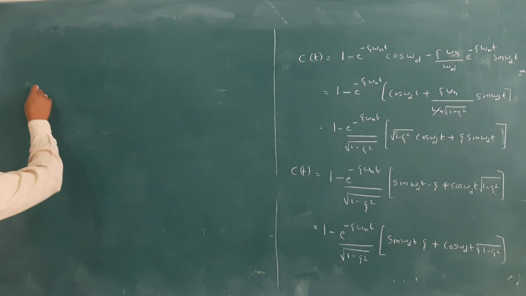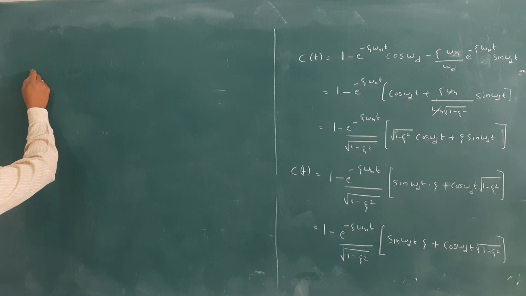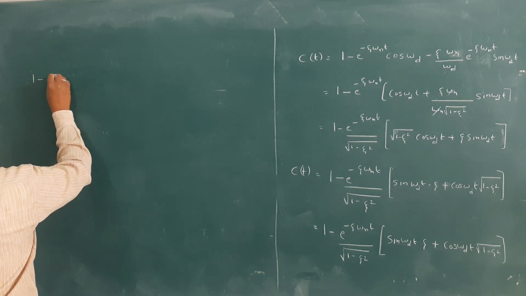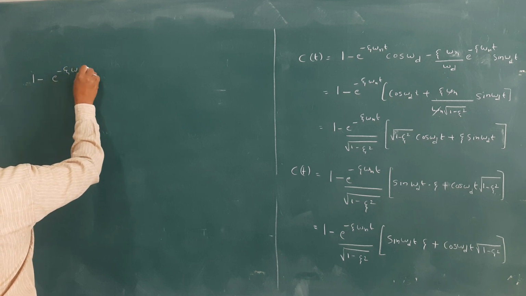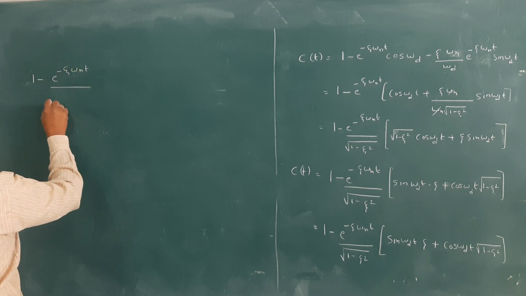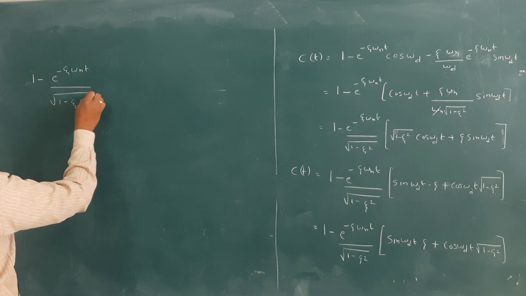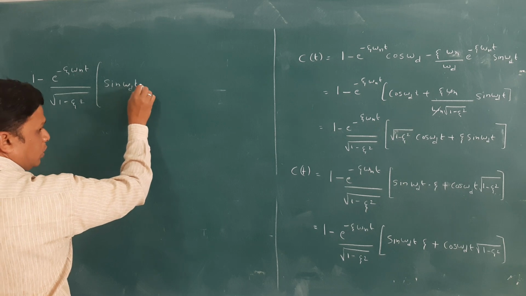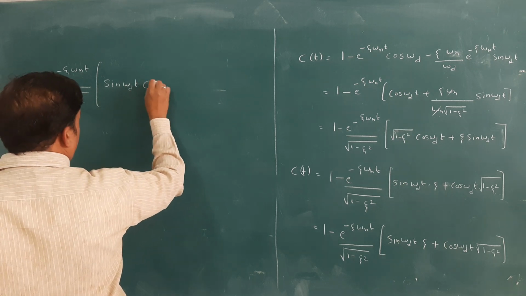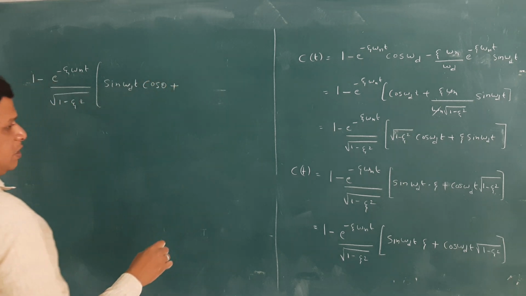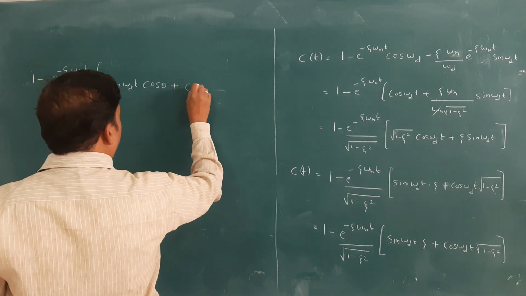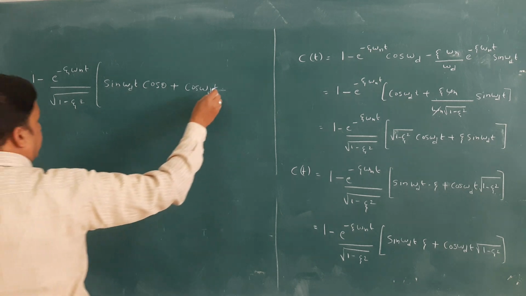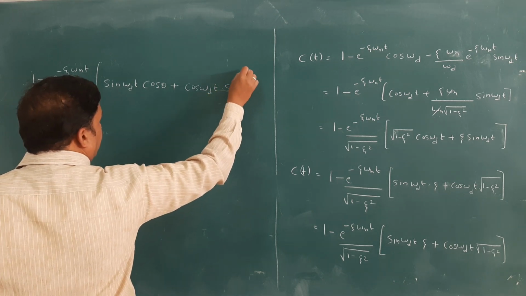So 1 minus e power minus zeta omega n t divided by square root of 1 minus zeta square into sin omega dt into zeta. In place of zeta we can write cos theta, and plus cos omega dt into sin theta, because into sin theta also we can do here.